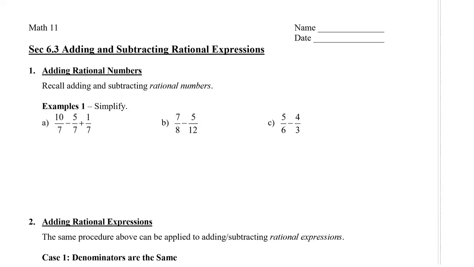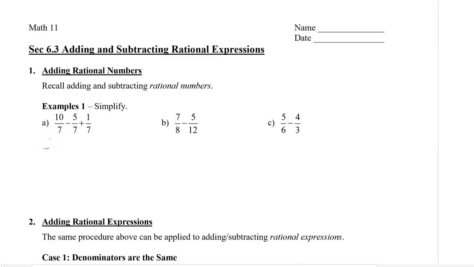In this video, we're going to take a look at adding and subtracting rational expressions. Now, before we get into rational expressions, let's review how to add and subtract rational numbers. So let's take a look at this first one here. We can see that all the denominators are a 7. And so because they're all 7 already, we can actually just add and subtract without having to do anything.